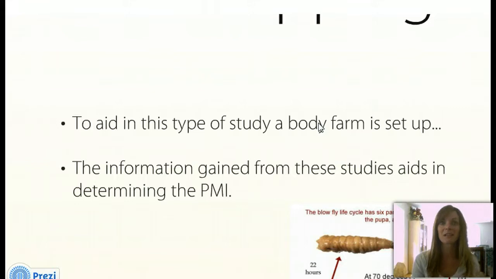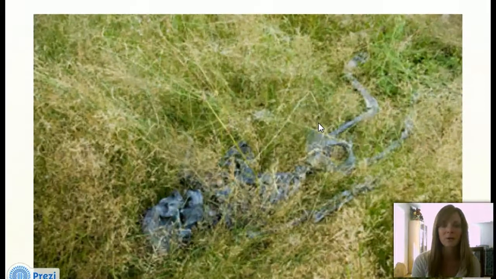So they set up basically these corpses of pigs out, behind your home. No, just kidding, not behind your home. In an area where they can go and check on it and do studies and figure out what happens and when, and then put that information to use when they go to a crime scene to investigate the victim or such. Okay, so here's an example of a body farm.